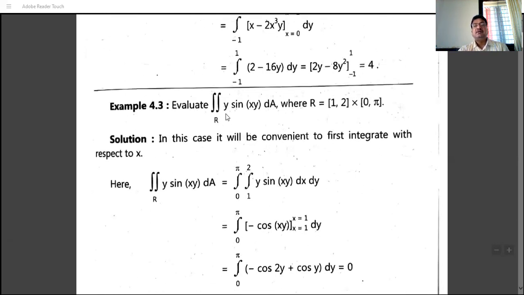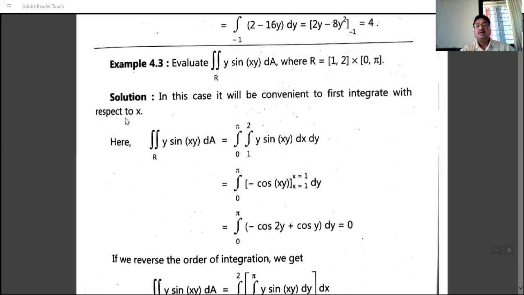Evaluate the double integral of y sine xy dA, where R is this rectangle. That is, x runs from 1 to 2 and y runs from 0 to pi. So first integration is with respect to x. Write the brackets: x runs from 1 to 2 and y runs from 0 to pi. So y sine xy dx dy, this integration.